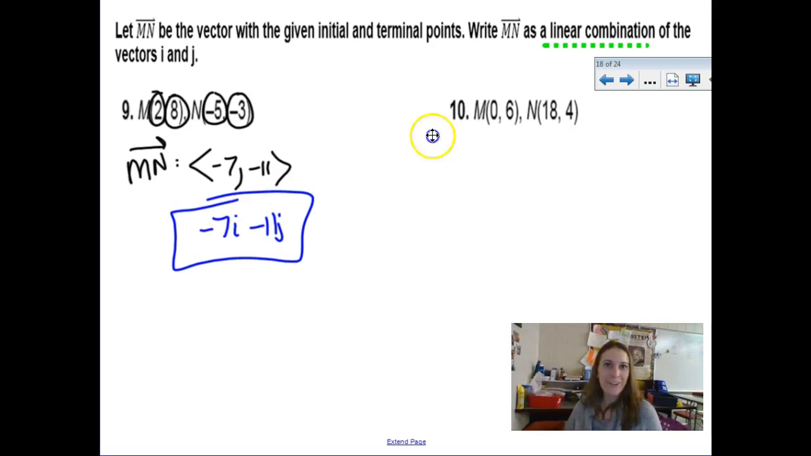Like Dr. Seuss in here. Here we go. Number 10.